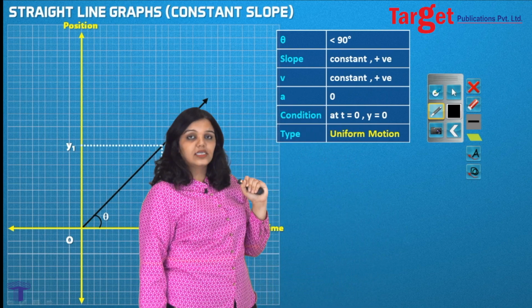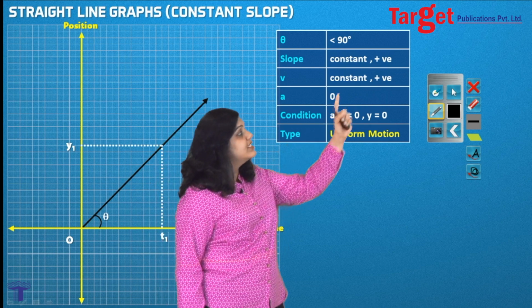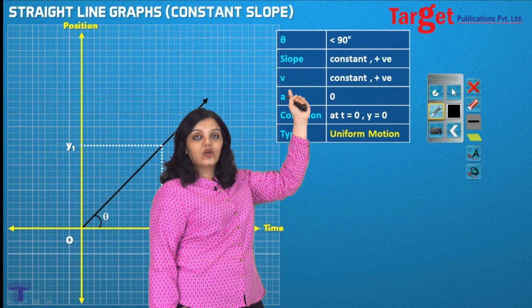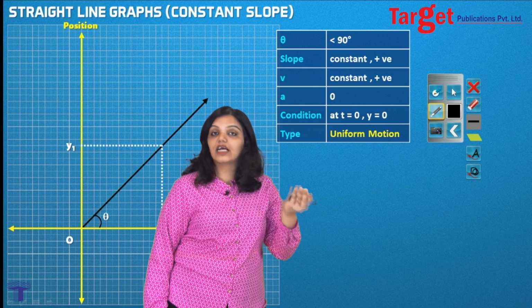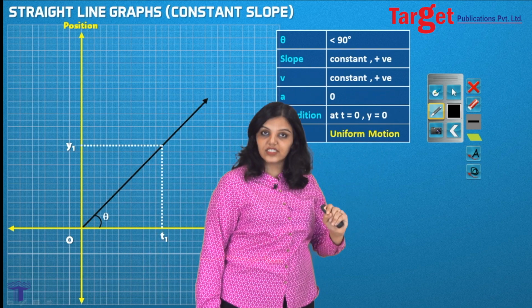What about velocity? In this graph, is the velocity constant and positive? Yes. How do we know? Because we know that the slope of this graph is nothing but velocity. The slope of a position time graph is velocity. So whatever is true for the slope will also be true for velocity.